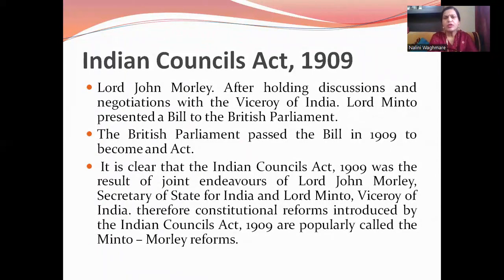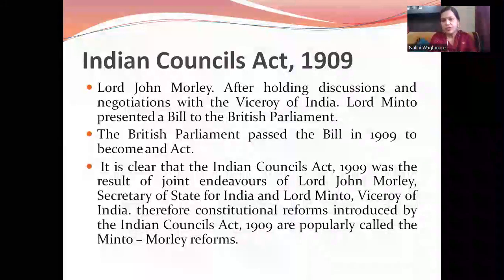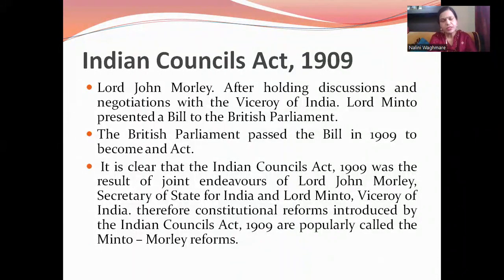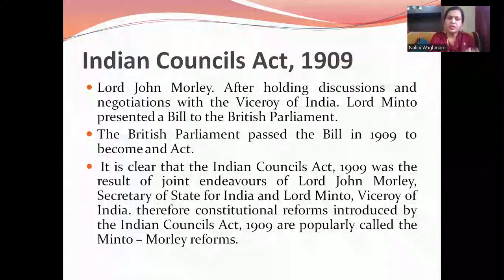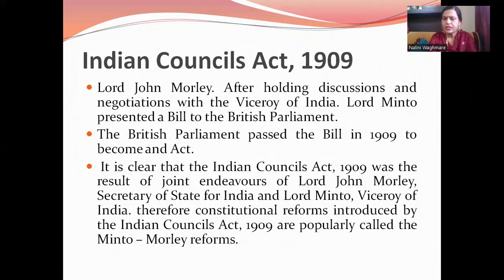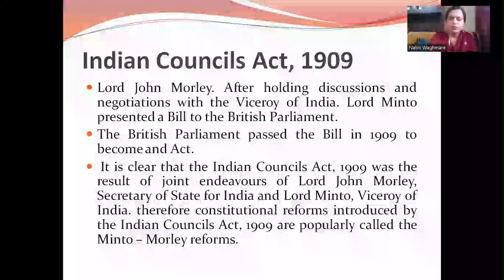John Morley, after holding discussion and negotiation with the Viceroy of India, Lord Minto, presented a bill to the British Parliament. There was a process and system to pass the bill. At that time the British Parliament passed the bill in 1909 to become an Act. It is clear that the Indian Councils Act of 1909 was the result of the joint endeavors of Lord John Morley, Secretary of State for India, and Lord Minto, Viceroy of India. Therefore, the constitutional reforms introduced by the Indian Councils Act of 1909 are popularly called the Morley-Minto reforms.